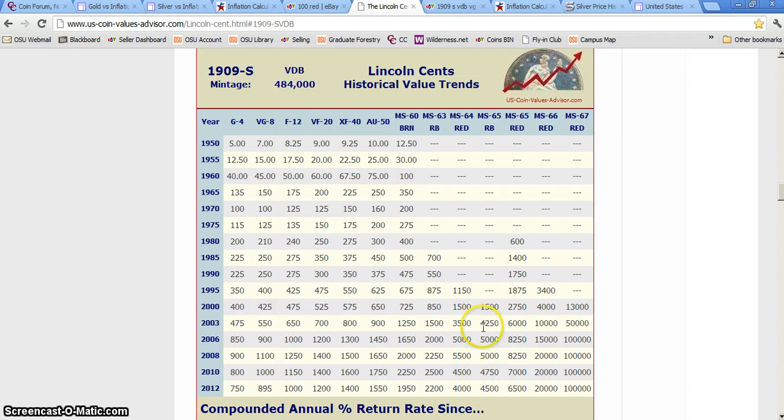Okay, so we can see here that you may have been able to make money with this coin in a lower grade. The higher grades, perhaps the demand has dropped, or even perhaps the demand has shifted from MS65 towards the lower grades.